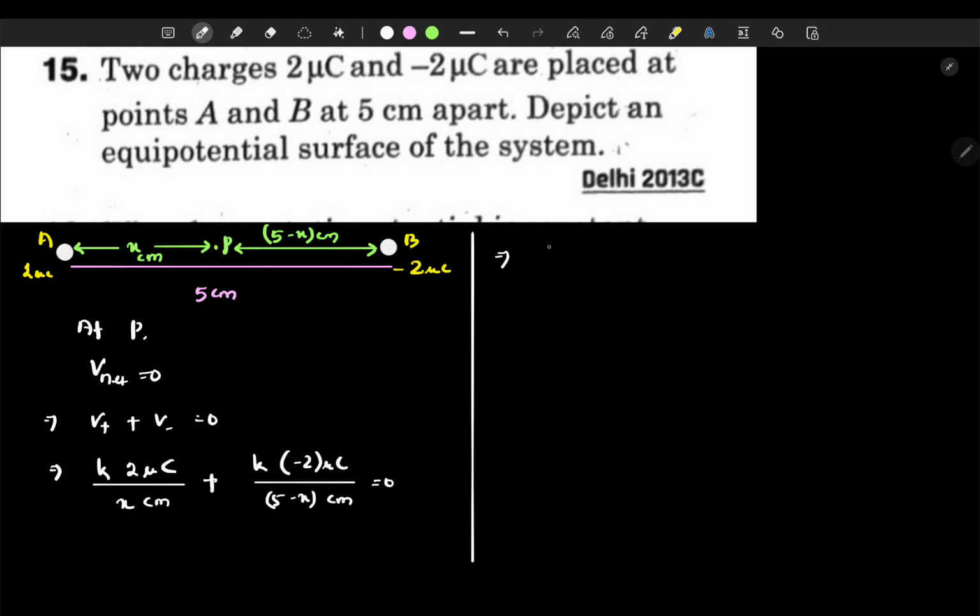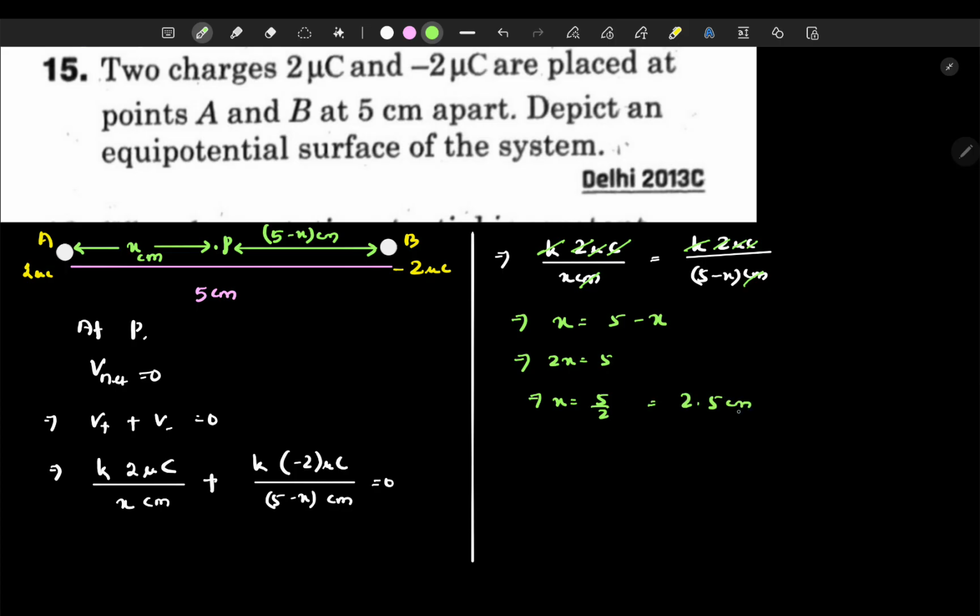Now see. K into 2 microcoulomb divided by x centimeter is equal to K into 2 microcoulomb divided by 5 minus x centimeter. After cancellation, K, microcoulomb, 2 and centimeter cancel out. Then we will get x equals 5 minus x. That means 2x is equal to 5, and x is equal to 5 by 2, that is 2.5 centimeter. This is the answer. This is your question number 15. Next come to your question number 16.